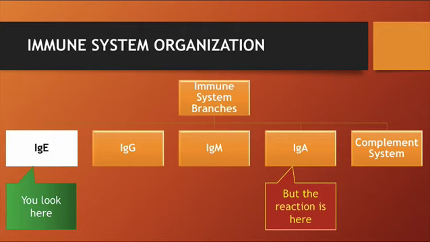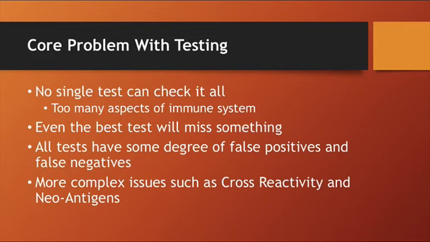Now, this presents a little bit of a conundrum for us from a clinical standpoint when it comes down to deciding, do we do food sensitivities or do we not? And if so, how many places do we look? So the core problem with trying to find food sensitivities with testing is that no single test can check it all. There are just simply too many branches to too many different parts of the immune system that one technology or one testing methodology can actually catch everything.